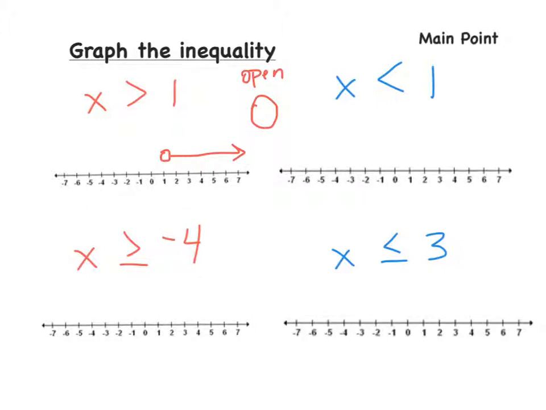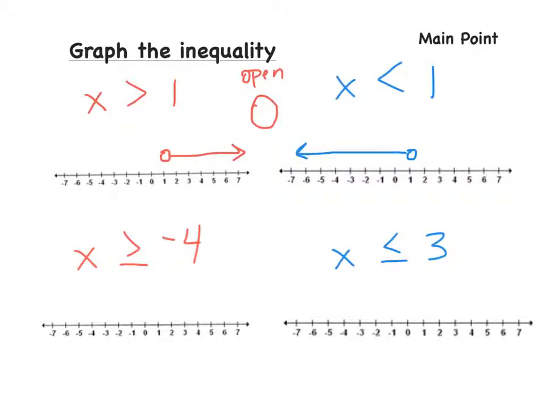Now, over here to the left, this says x is less than 1. So we found 1 here on the number line. Draw our circle. Remember, it must stay open, and it's pointing off to the left. So I'm going to draw the arrow off to the left, because this means that I want any numbers that are less than 1.